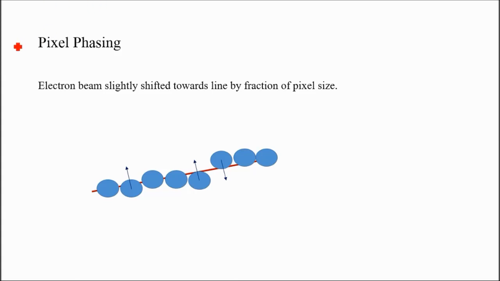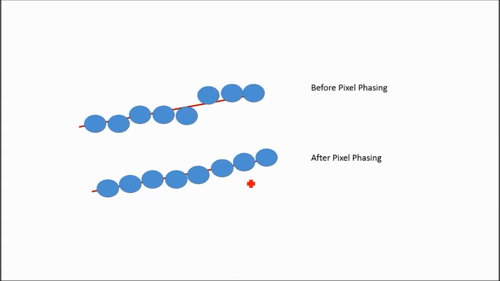The third technique of anti-aliasing is pixel phasing. In pixel phasing, the electron beam is slightly shifted towards the position of the line by a fraction of the pixel size. You cannot move the pixel wholly, but you can move it slightly, by 5% or 10%. Here you can see, this is before pixel phasing, and after applying pixel phasing, the pixels are nearer to the line. That is called pixel phasing, the third technique of anti-aliasing.